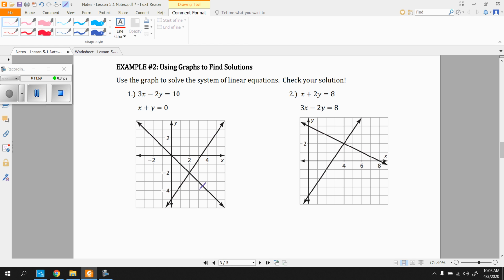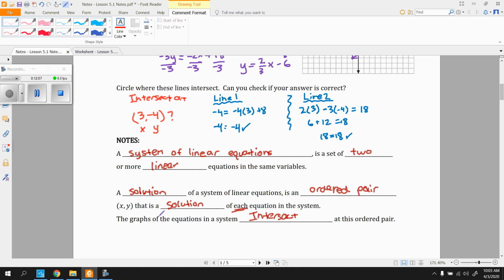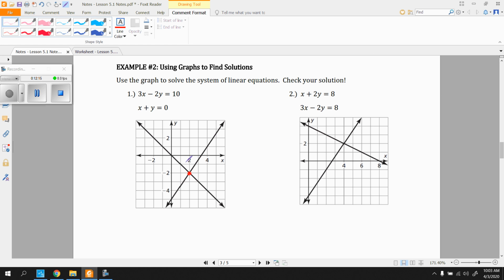If we have the graphs made, I'm really going to check, what did we say a solution to a system was? On the notes portion, we said the graphs of the equations in a system intersect at this ordered pair, at the solution. So I'm looking for this point of intersection, which has the coordinates of 2, -2. So I'm going to jot that down here, just right next to it. 2, -2. Other than identifying the point of intersection, the work that you're going to show here is all right here. Checking your solution.